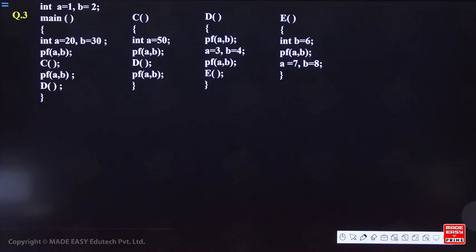So solve both static and dynamic. I am maintaining silence because you get disturbed. So better I should remain silent.